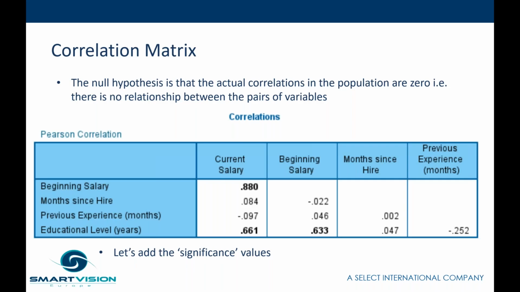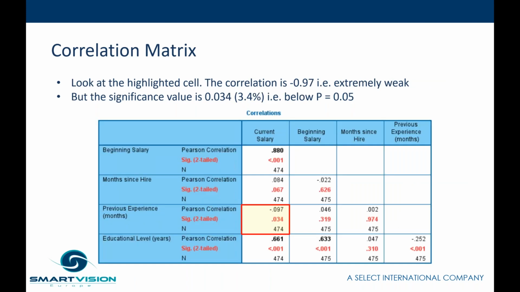So hence, when we run the correlation and add in the significance values, we can get situations where we have a very weak correlation here of minus 0.097, and the significance value is less than 0.05. And so it's statistically significant, but the correlation here is extremely weak. It's not really notable in that sense.